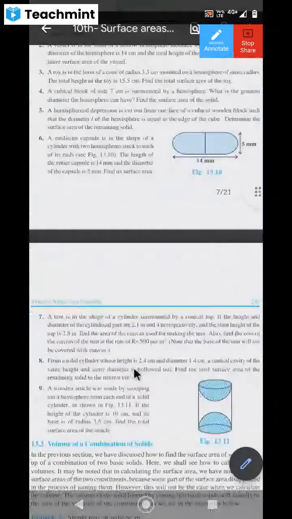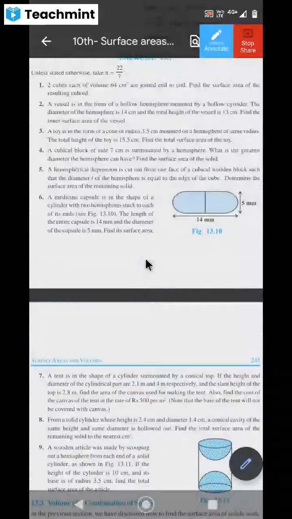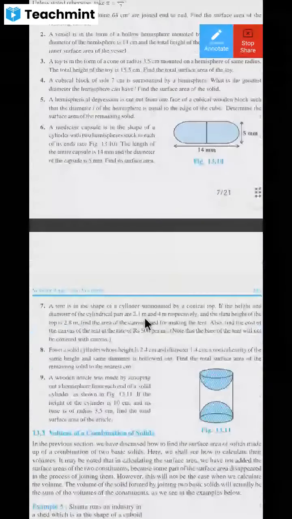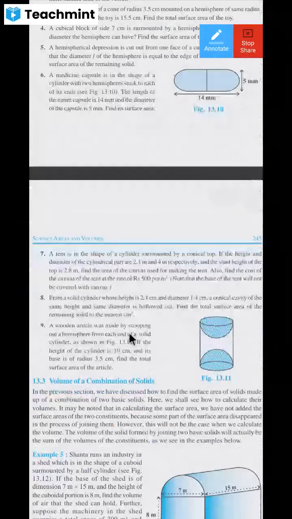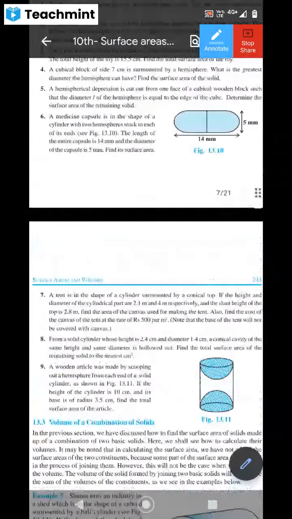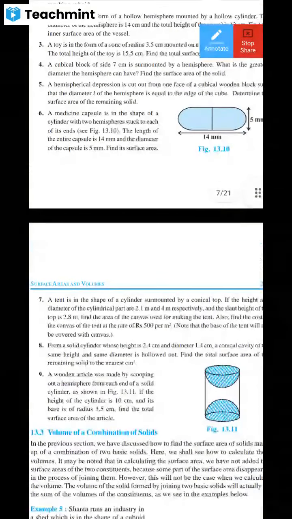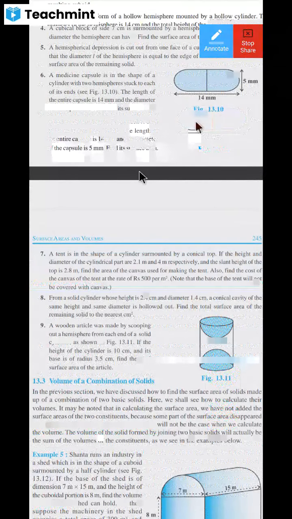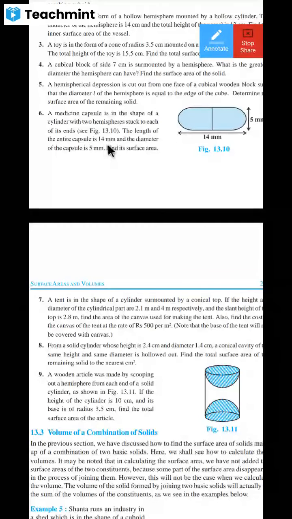Now tell me, which question number? Sixth question, sir. Okay, everybody write this sixth question. A medicine capsule is in the shape of a cylinder with two hemispheres stuck to each of its ends. Okay, here it is given. The length of the entire capsule is 14 millimeter. Okay, length is 14 millimeter. And the diameter of the capsule is 5 millimeter.